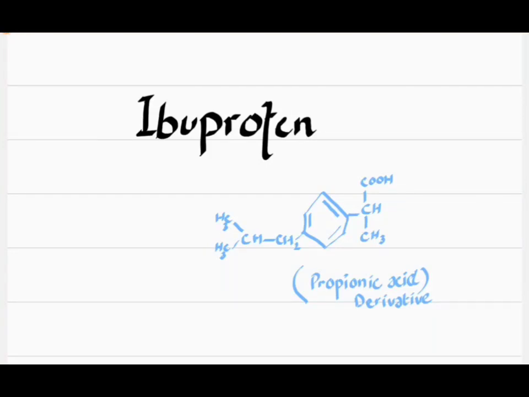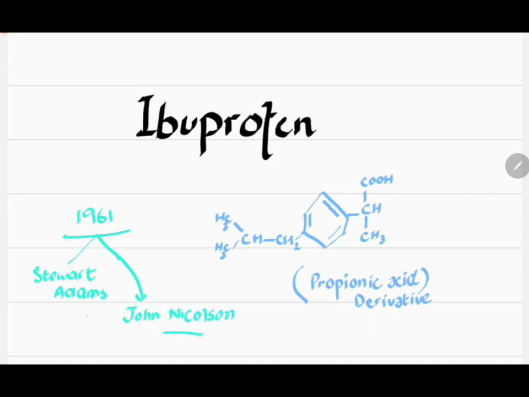We will learn about the drug ibuprofen. Ibuprofen is a drug that is used to relieve pain from various conditions, including headache, dental pain, muscle aches, or arthritis. The drug was developed or synthesized in 1961 by two scientists, Stuart Adams and John Nicholson.